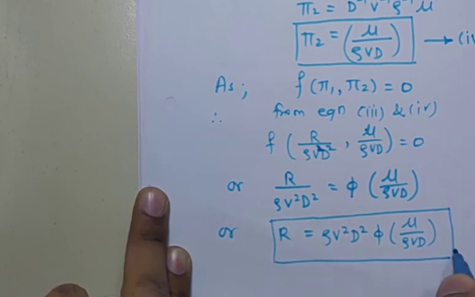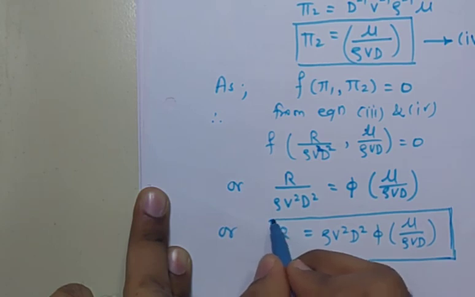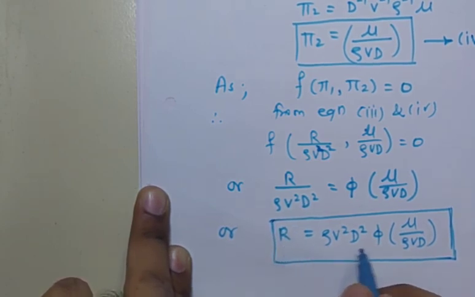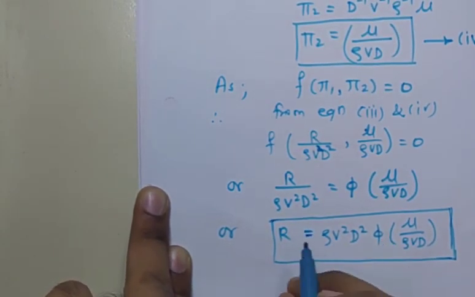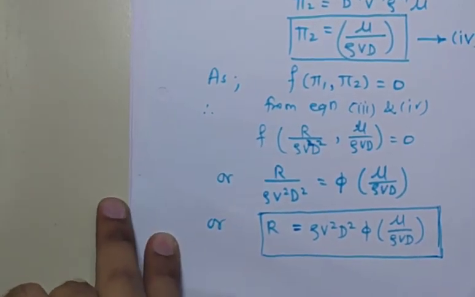So this is how the Buckingham pi theorem procedure works. So here we have established this relationship with the help of the Buckingham Pi theorem.